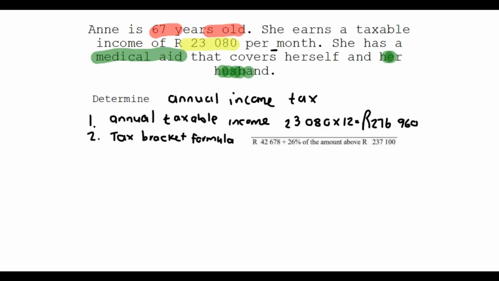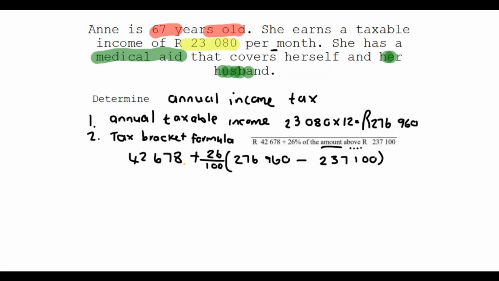Okay, now don't let it scare you. It's not that hard. What we need to do is you start with the first amount they give, 46,678, just like that, copy and paste, plus 26%. I'm going to write it as a fraction on my calculator, because it works better for me, of the amount. Okay, so put in your bracket of the amount. What was the amount from the previous question? 276,960. Above 237, which means that amount minus 237,100.